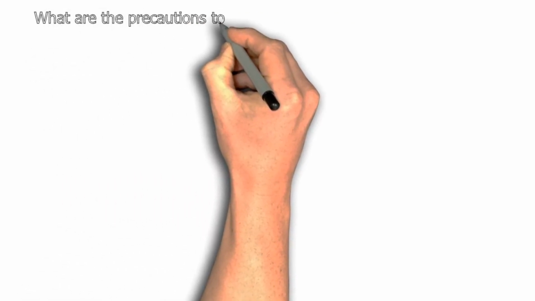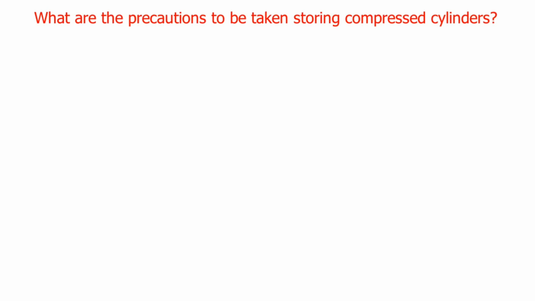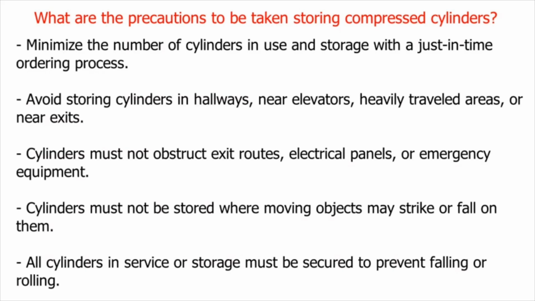What are the precautions to be taken storing compressed cylinders? Minimize the number of cylinders in use and storage with a just-in-time ordering process. Avoid storing cylinders in hallways, near elevators, heavily traveled areas, or near exits. Cylinders must not obstruct exit routes, electrical panels, or emergency equipment. Cylinders must not be stored where moving objects may strike or fall on them. All cylinders in service or storage must be secured to prevent falling or rolling.